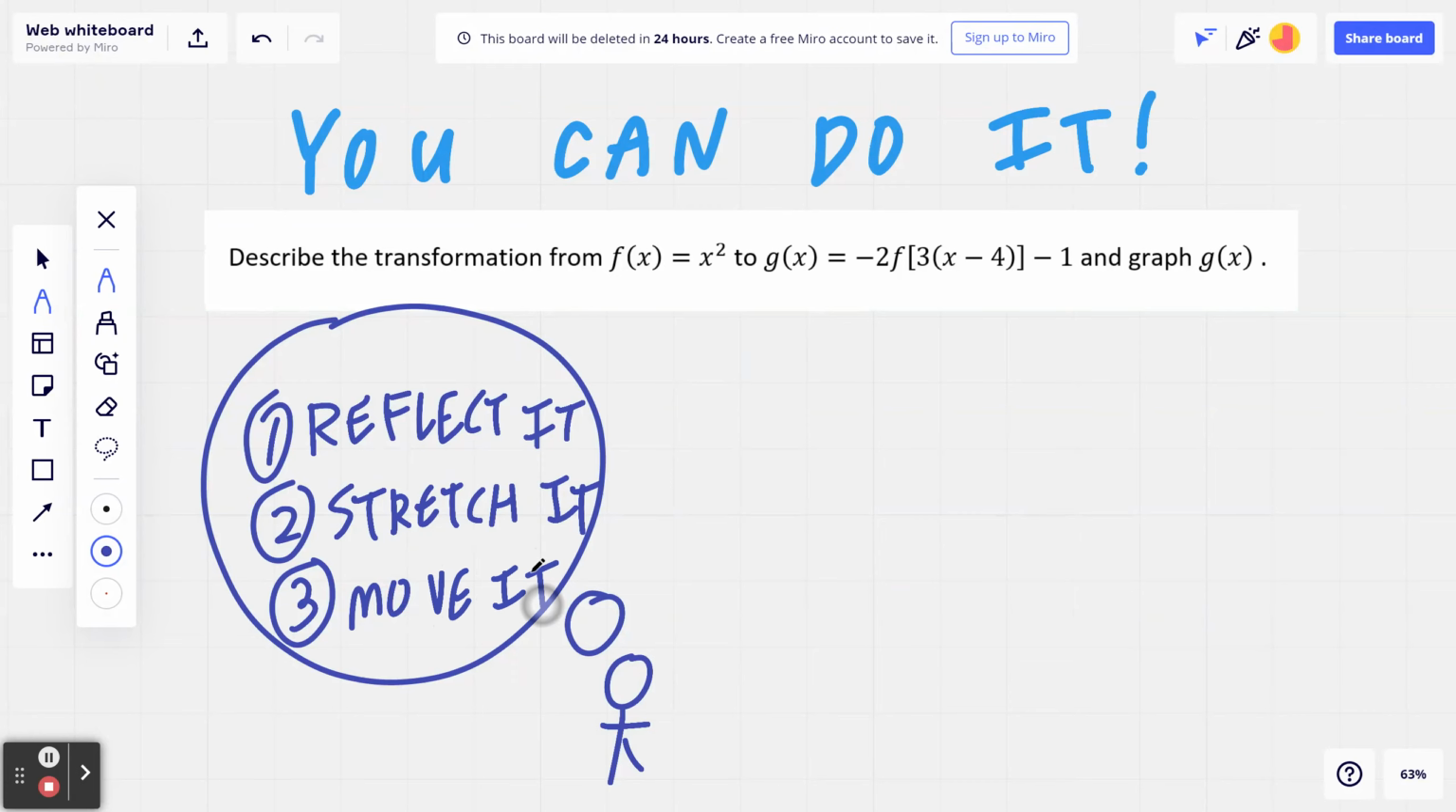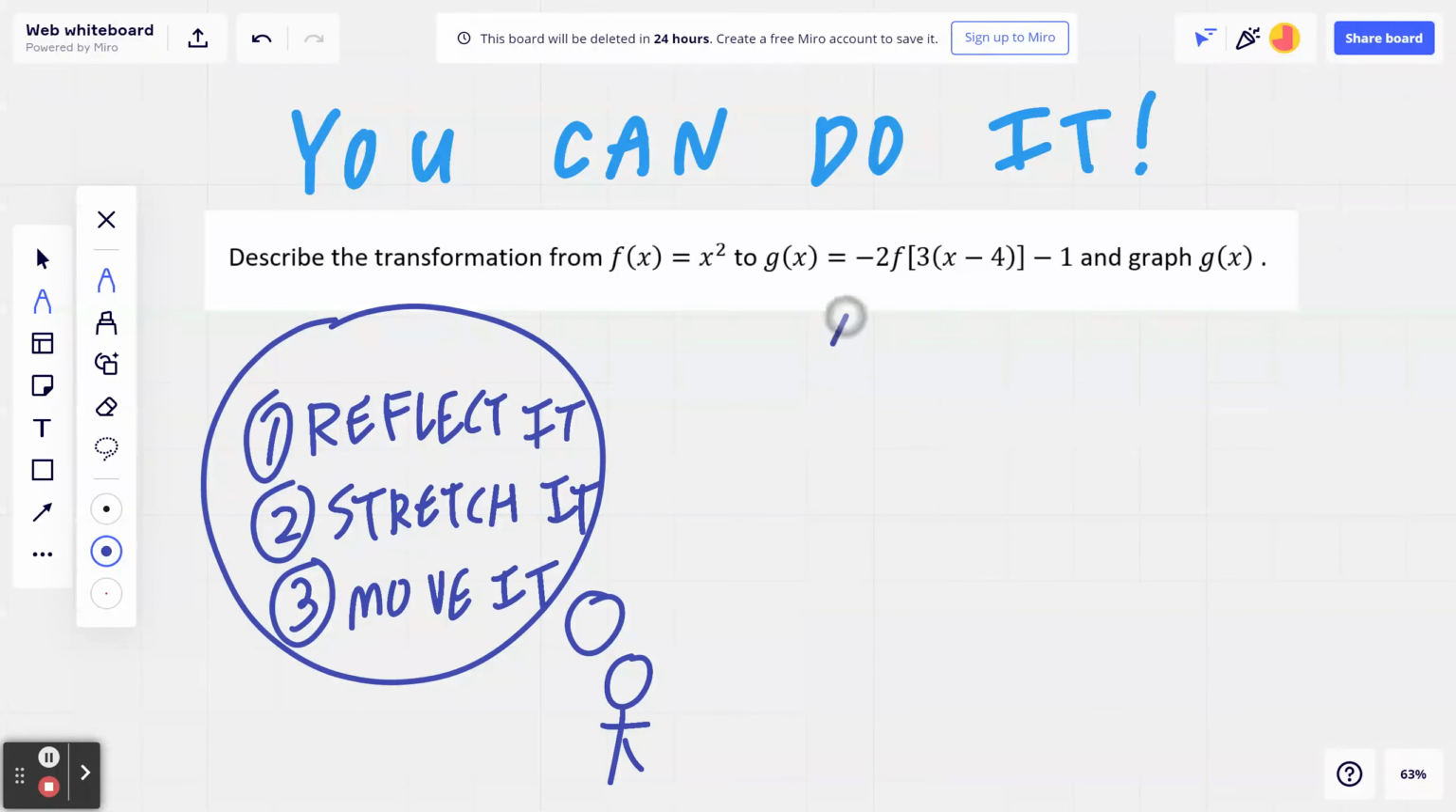And the key really is step number 3. Do not talk about or write down the horizontal translation or vertical translation until the end, right? So leave the step move it as number 3. So again, if we go back to step 1, let's talk about the reflection.